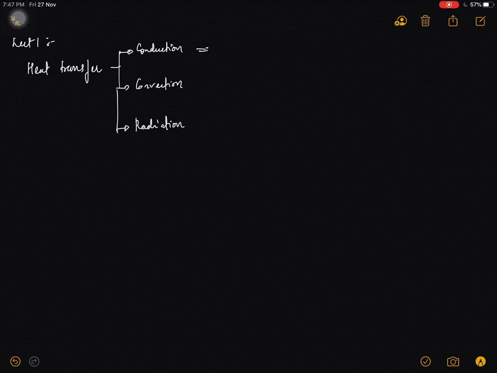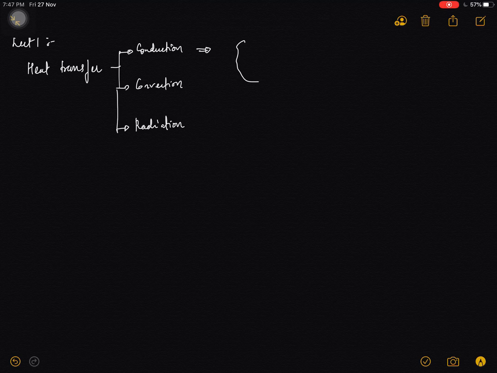So we all know that heat transfer occurs basically in three modes. First one is conduction, second one is convection, and the third one is radiation. Okay, and let's deal with the conduction.